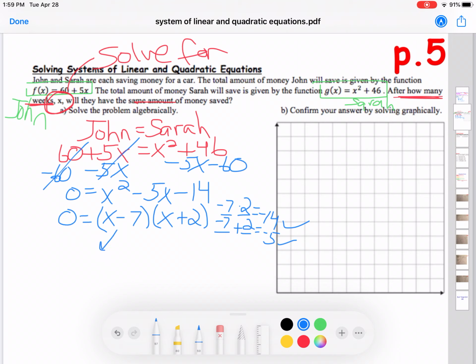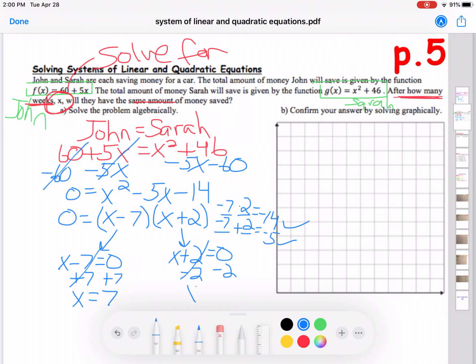And we know that at this point, we should then use our zero product property to solve for x. So we'll set both expressions here equal to 0, and we'll use our inverse operations to solve. So our first answer will be 7. Our second answer will be negative 2.